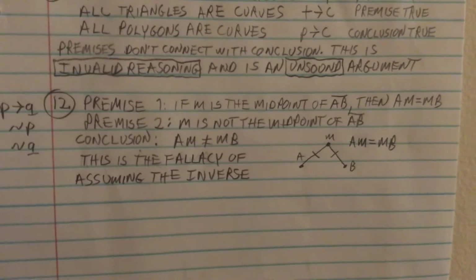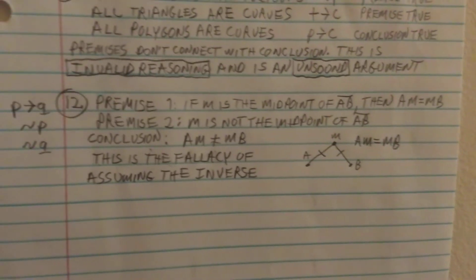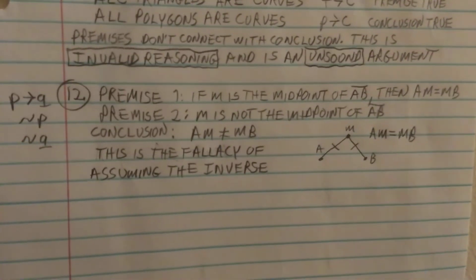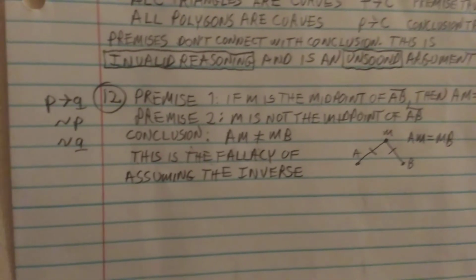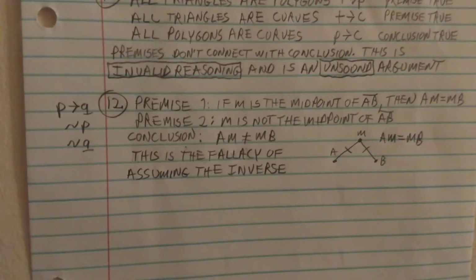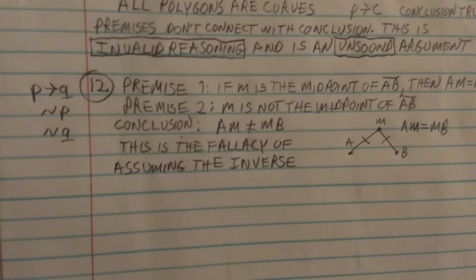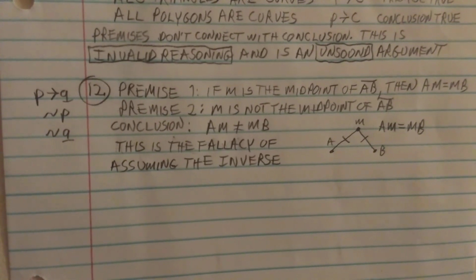Now for problem 12, the last problem in the quiz, premise 1 is if M is the midpoint of segment AB, then AM equals MB. Premise 2, M is not a midpoint of AB. Conclusion, AM is not equal to MB. Now notice this follows premise 1, if P then Q, then premise 2 is not P, the if is put in a not form, the opposite, and the conclusion is not Q.